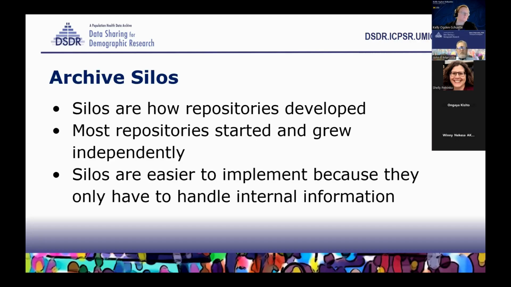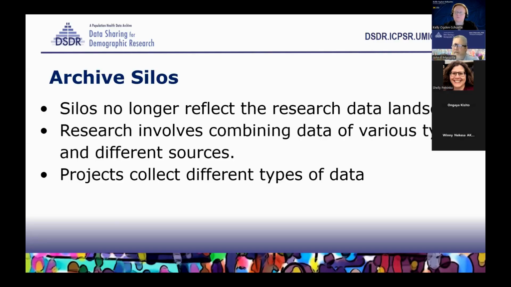We need to think to the future where we have more than silos. We have researchers on different continents. We have researchers in different disciplines. We have data from different sources. So archive silos no longer reflect the research landscape. And there are two pieces to this. It's more than two, but two to keep in mind here. One, researchers often want to combine data from different sources. A good example is they want to combine survey data with environmental data. They want to combine survey data with policy level data.